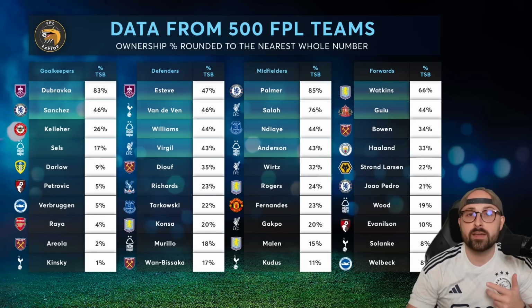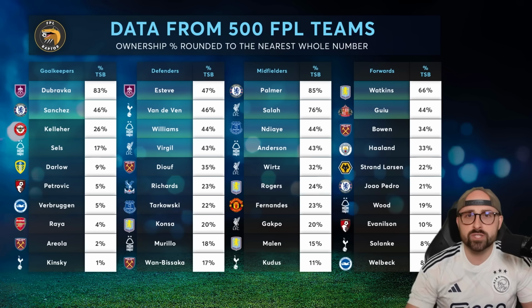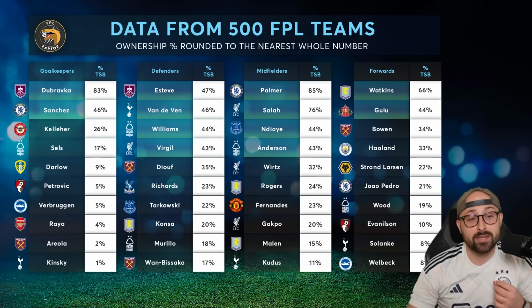So Steve, Van de Ven, Williams and Van Dijk are all in over 40% of teams. That is the template for defenders. And then there was some variety in and around that. Juve is up at now 35%. So just over a third of the managers' teams that I looked at had Juve.